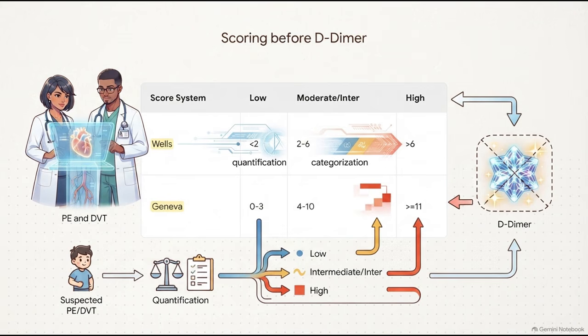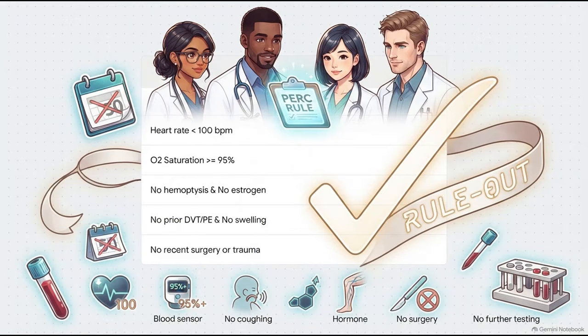Whether you're working up a suspected PE or a DVT, these scoring systems force us to systematically categorize patients into low, intermediate, or high-risk buckets based on hard clinical signs. You absolutely must calculate this pretest probability before a D-dimer is ever drawn. No exceptions.